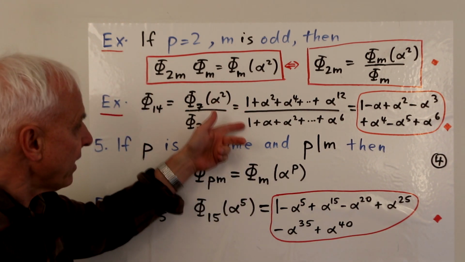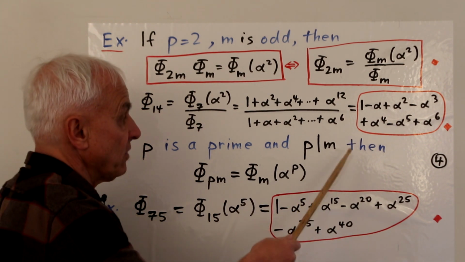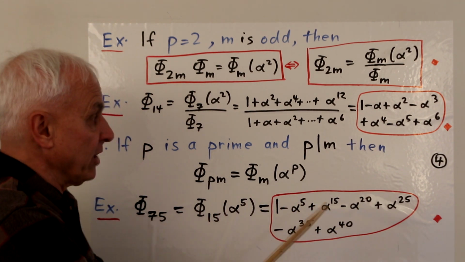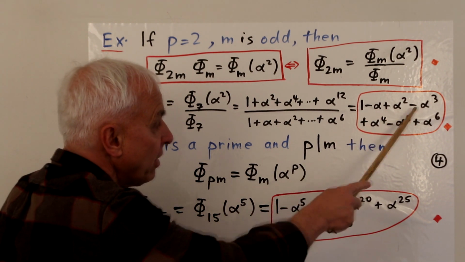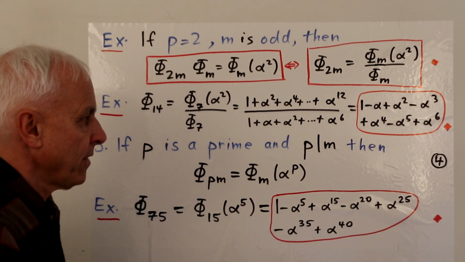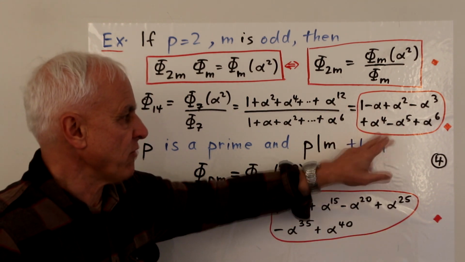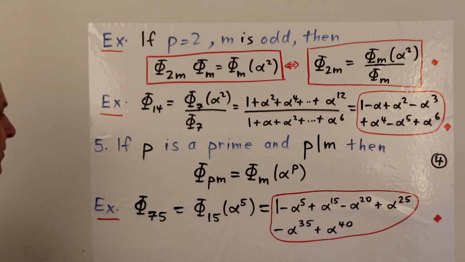So it's pleasant that there is a division that's possible here. And the result of that division, which you can obtain by doing it longhand, is 1 minus alpha plus alpha squared minus alpha cubed plus alpha to the 4th minus alpha to the 5th plus alpha to the 6th. And that has a particularly attractive form, and we'll see some reason for that a little bit later.